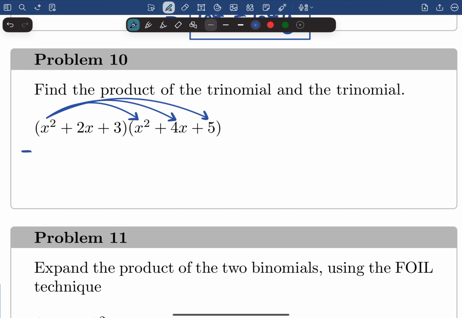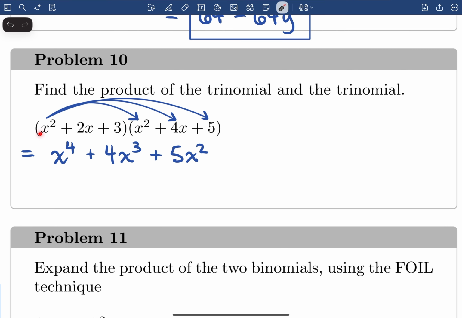Okay, and so here I go. X squared times x squared is x to the fourth. X squared times 4x is positive 4x cubed. X squared times 5 is positive 5x squared. Great. So I have just multiplied all of these terms with x squared. So x squared, I multiplied here, here, and here.